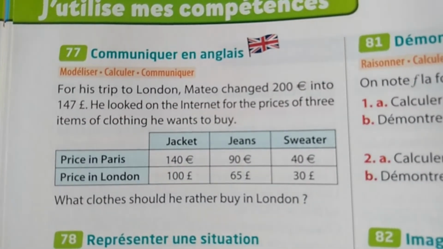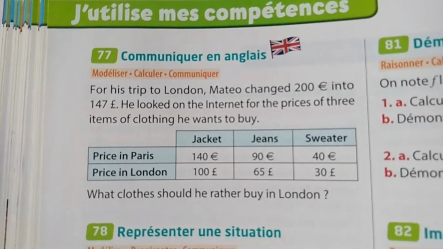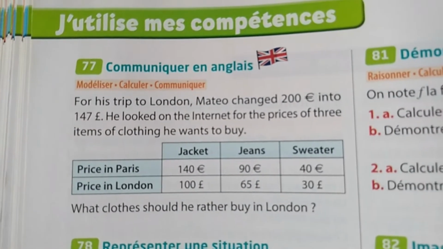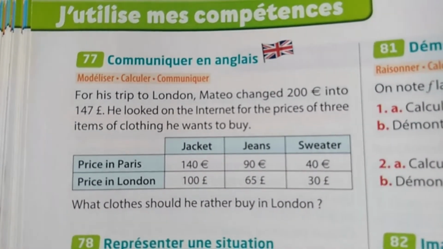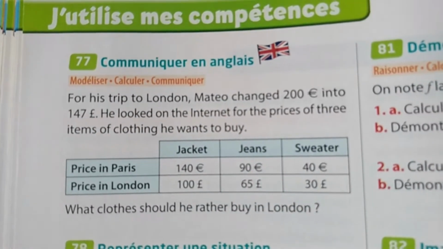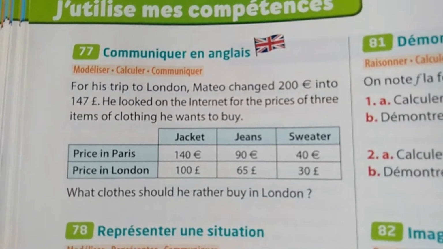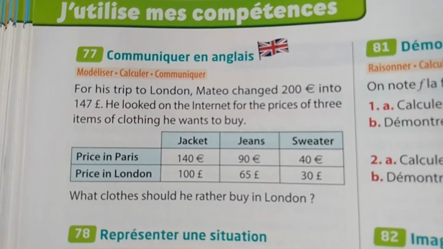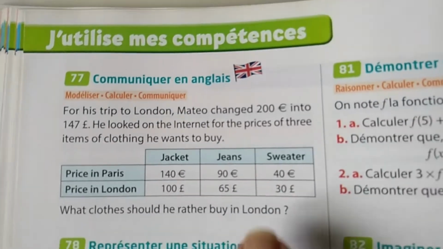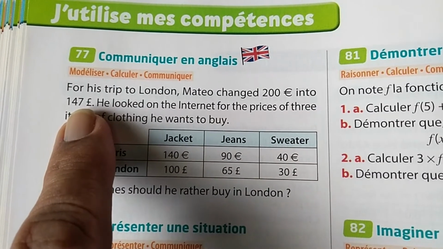Now a number of you didn't quite understand this question. What it meant is, which of these 3 items are cheaper in London? He's going to London, so should he buy these items in Paris or should he buy them in London? Now the thing is they're mentioned in different currencies, but we know the conversion rate. What is the conversion rate? We can see that he changed 200 euros into 147 pounds.